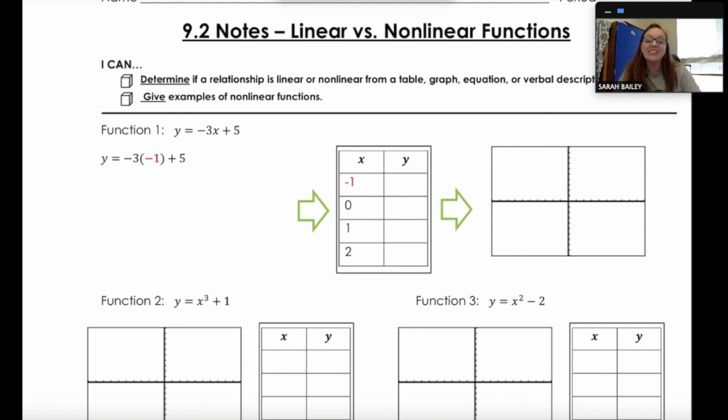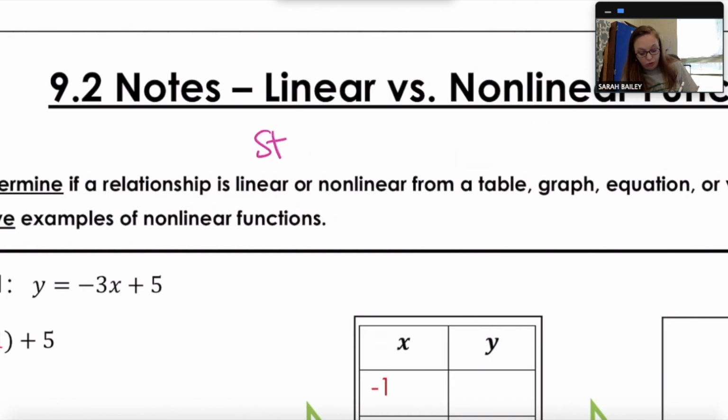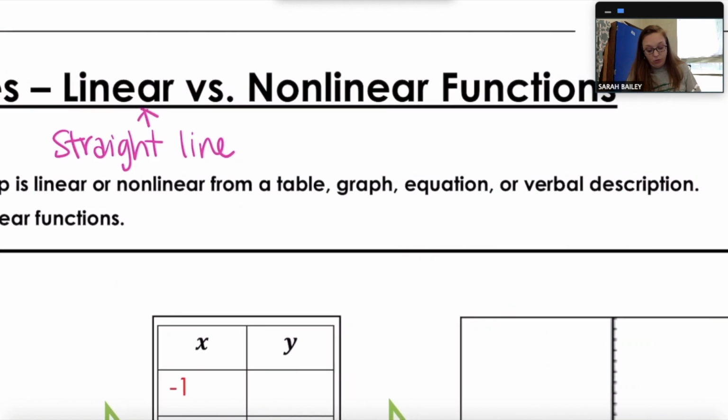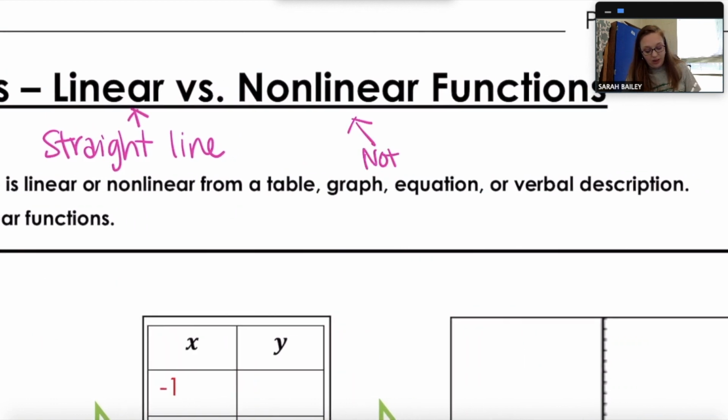Hi. In today's lesson, we're going to learn about the difference between linear and nonlinear functions. The first thing we're going to do is practice graphing different functions and figure out how we can determine if it's linear or nonlinear. Before we do that, though, what does it mean to be linear? Linear means it's going to be a straight line. Nonlinear, therefore, would be not a straight line.